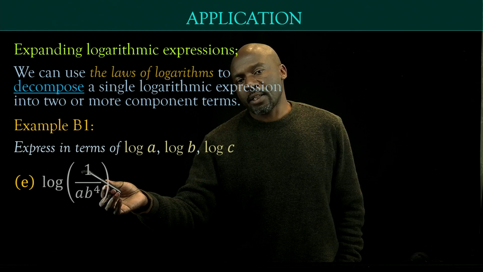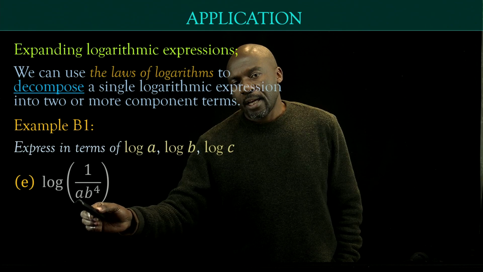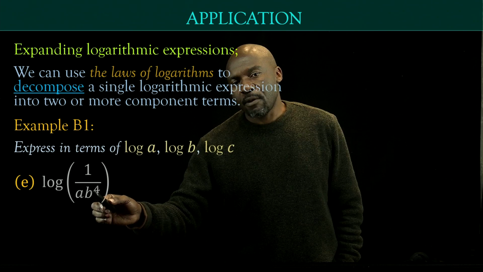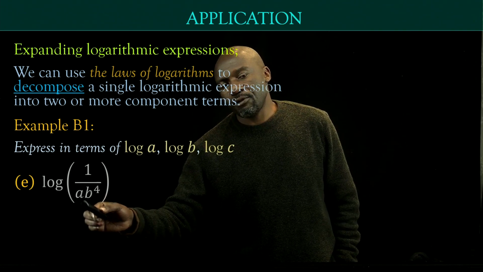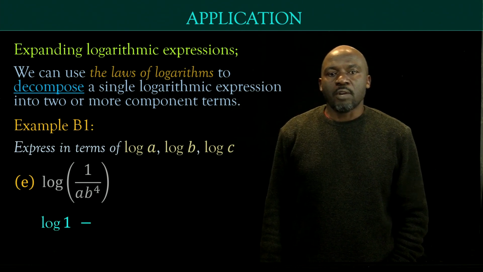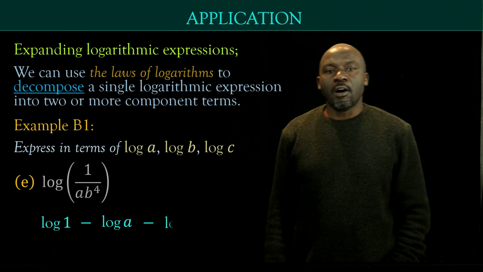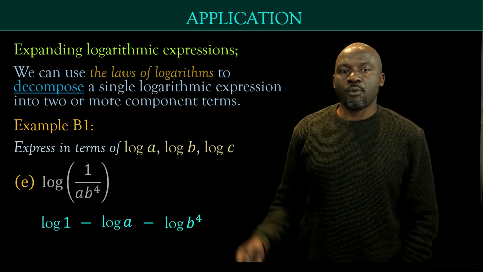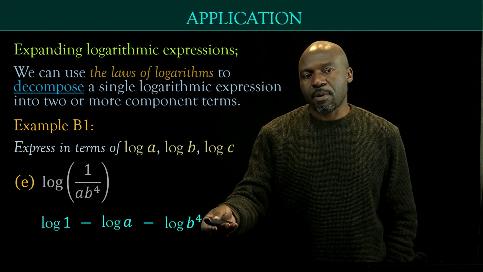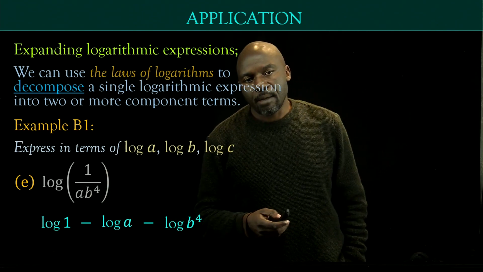So this would be, for example, log of 1 minus log of a minus log of b to the power of 4, because both a and b power 4 are in the denominator, so their individual logs will be subtracted. Okay, so we have log of 1, and we will subtract log of a, and we will also subtract log of b to the power of 4. Why are we subtracting log of a? Because it is divided. Why are we subtracting log of b power 4? Because it is also divided. Okay, so we have 1 divided by b power 4.